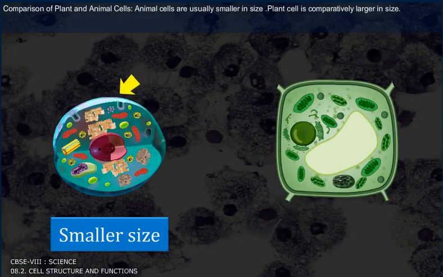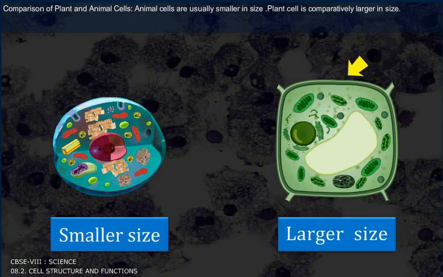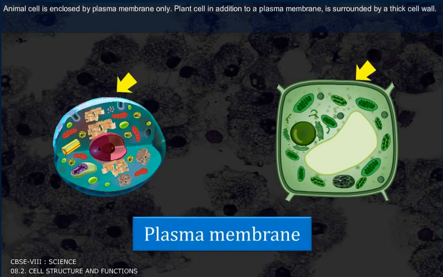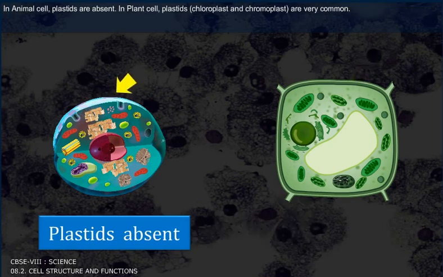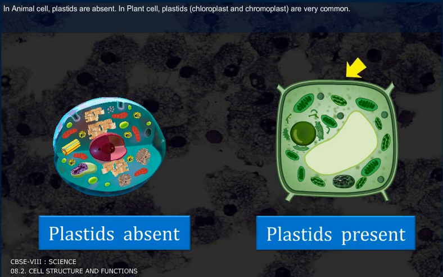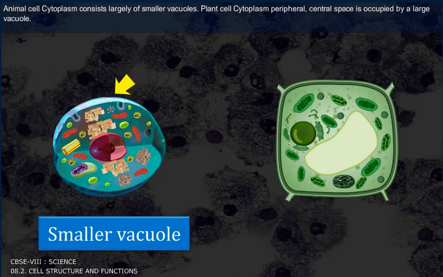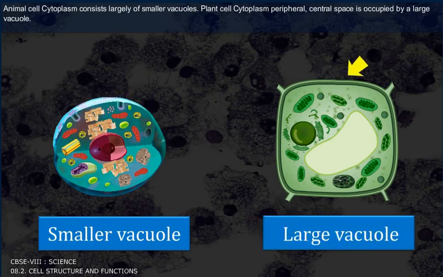Comparison of plant and animal cells. Animal cells are usually smaller in size. Plant cells are comparatively large in size. Animal cells are enclosed by plasma membrane only. Plant cells, in addition to plasma membrane, are surrounded by a thick cell wall. In animal cells, plastids are absent. In plant cells, plastids, chloroplast and chromoplast are very common. Animal cell: cytoplasm consists largely of smaller vacuoles. Plant cell: cytoplasm peripheral, central space occupied by a large vacuole.